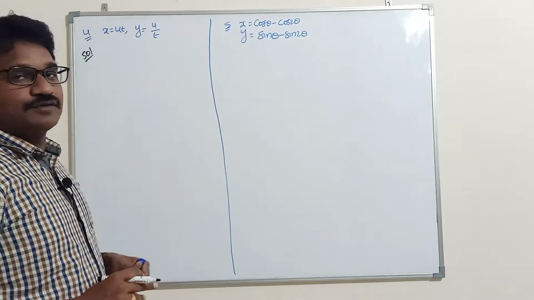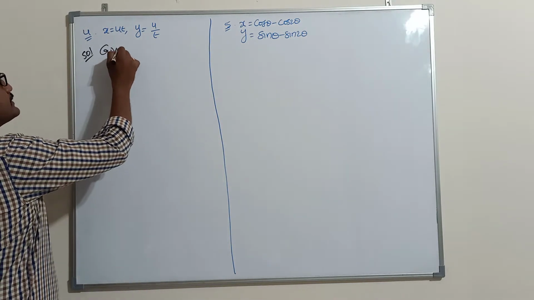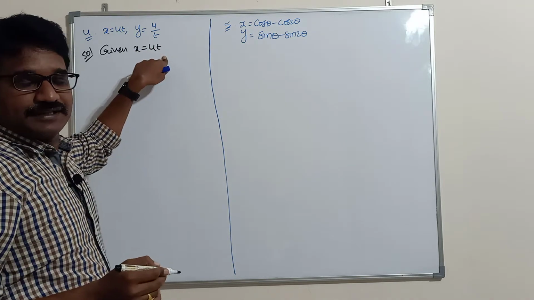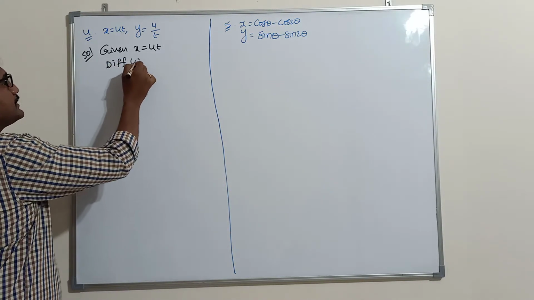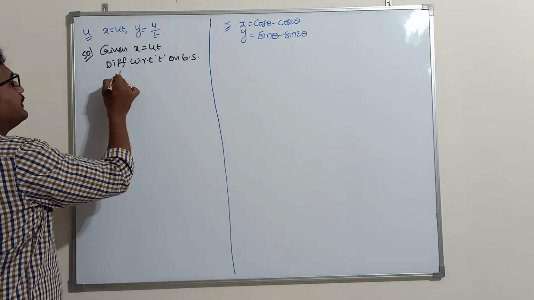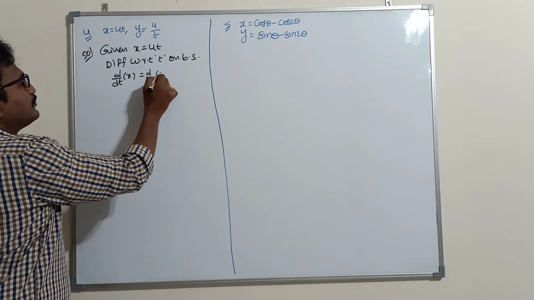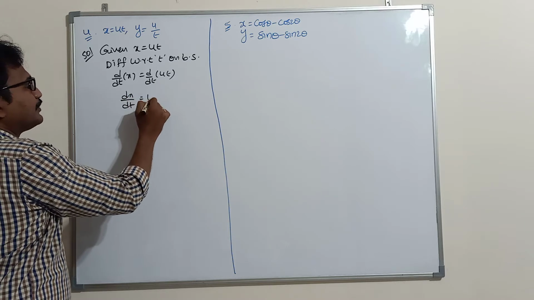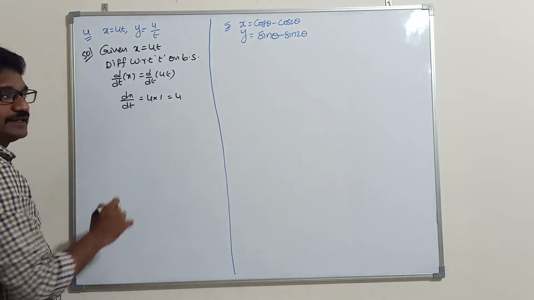Next problem, x is equal to 4t, y is equal to 4 by t. Given x is equal to 4t. The equation x is given in the form of parameter t. So differentiating with respect to t on both sides, d by dt of x is equal to d by dt of 4t. So dx by dt is equal to d by dt of 4, which is a constant, times d by dt of t, which is 1. So dx by dt value is 4.